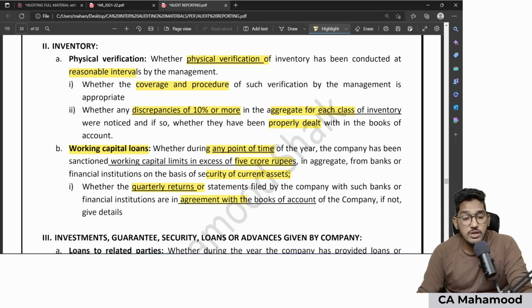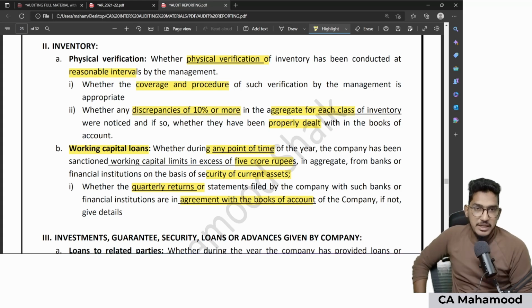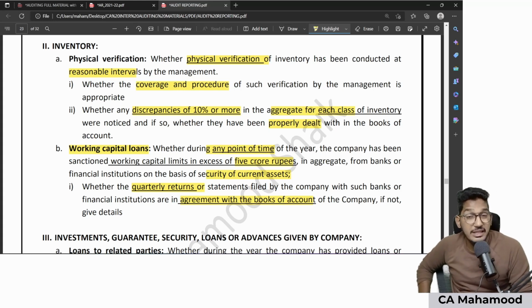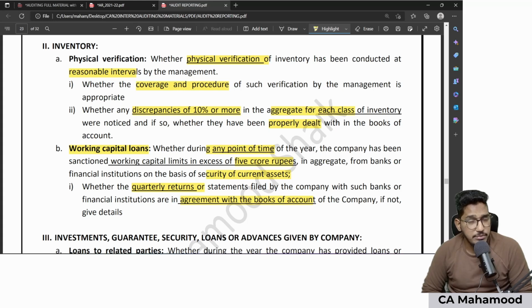That means, are those stock statements in agreement with the books of accounts of the company, or if they are submitting wrong stock statements to the banker, that also I need to check. So this particular point is included to protect the interest of the bankers. Clear everybody? So that is what the second point is about, whether your client has taken any working capital loan, that too in excess of 5 crore rupees at any point of time during the year.